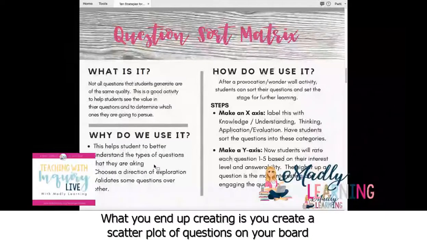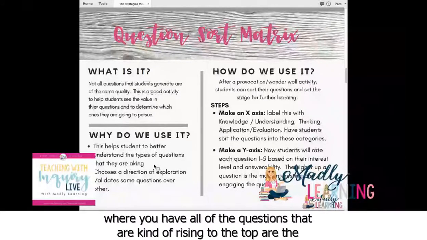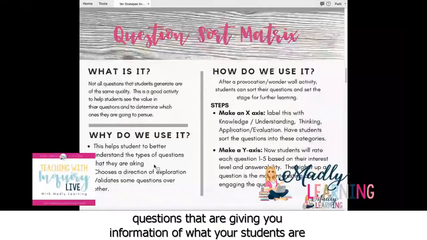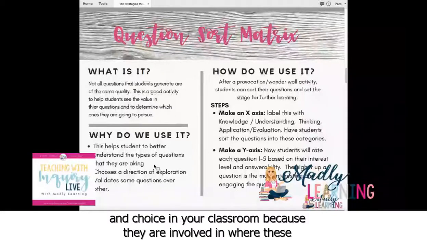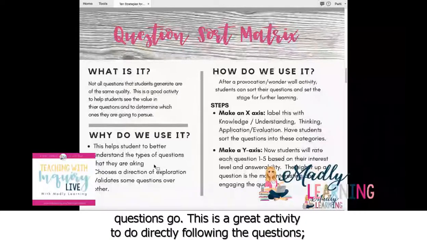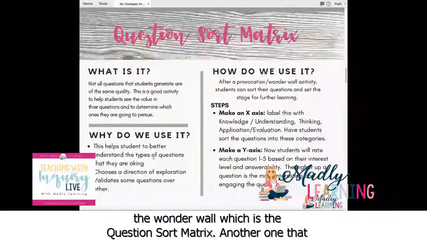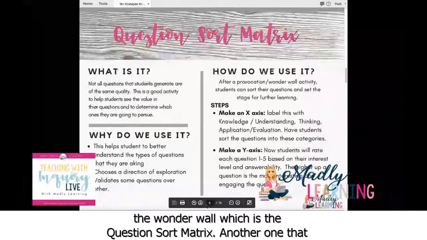So what you end up creating is a scatter plot of questions on your board, where all of the questions that are rising to the top are the questions that are giving you information of what your students are interested in. And this really increases student voice and choice in your classroom because they are involved in where these questions go. So this is a great activity to do directly following the Wonderwall activity, which is the question sort matrix.